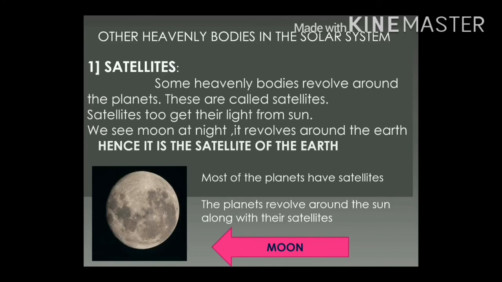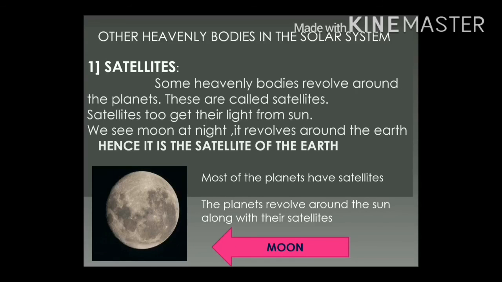Now, the other heavenly bodies in our solar system. Number 1 is satellites. Some heavenly bodies revolve around the planets. They are called satellites. Firstly, I told you that planets are revolving around the Sun, but there are also some heavenly bodies which are revolving around the planets. They are called satellites. Satellites too get their light from the Sun.